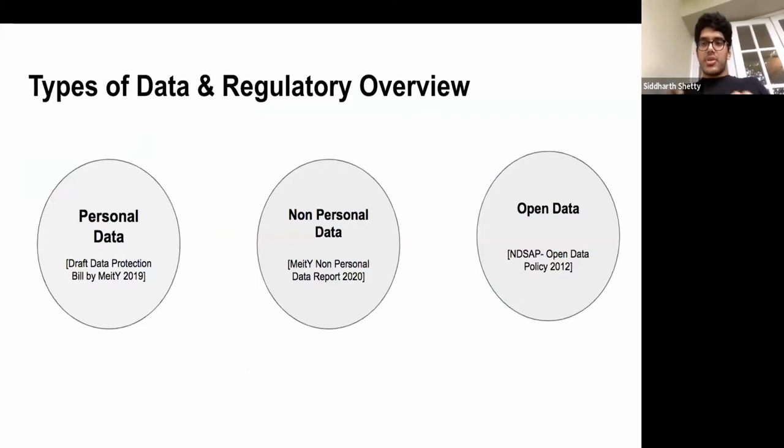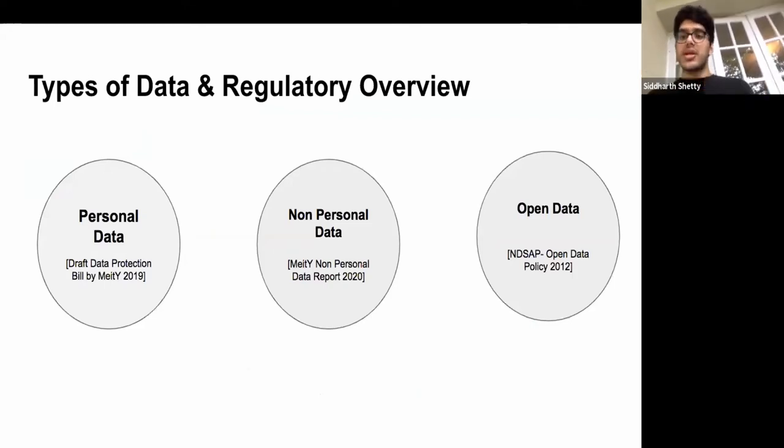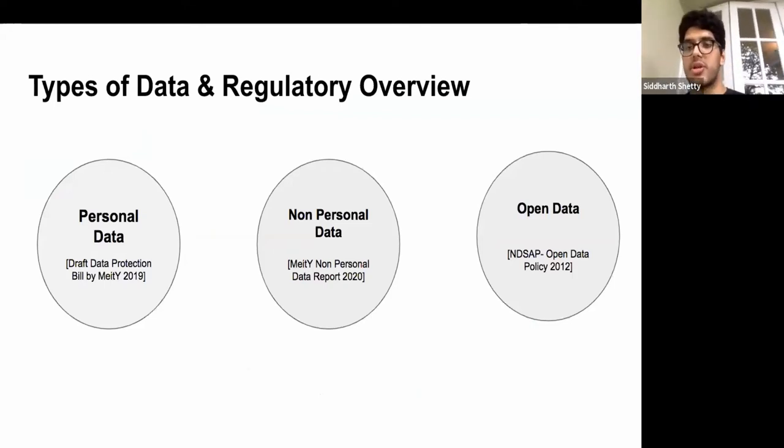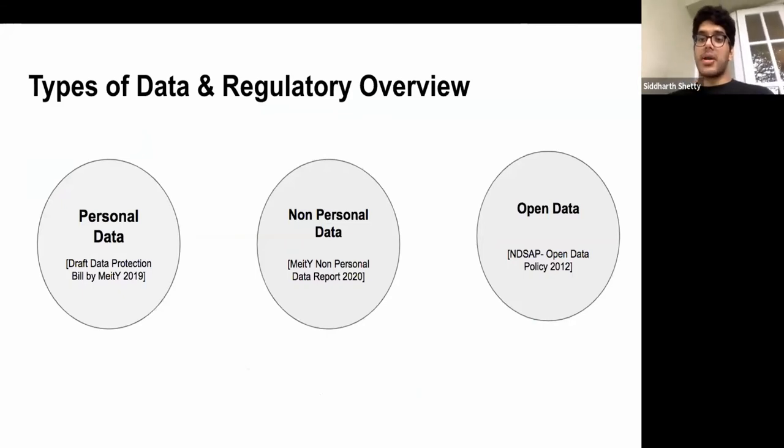Let's dive into the specifics, right? Just so that we're aligned on a vocabulary, you can think of data as roughly three categories. So you have personal data on one end, right? Just think of it as any information that's linked to an individual's identity, and therefore you need consent to share this information with any other party in the ecosystem.